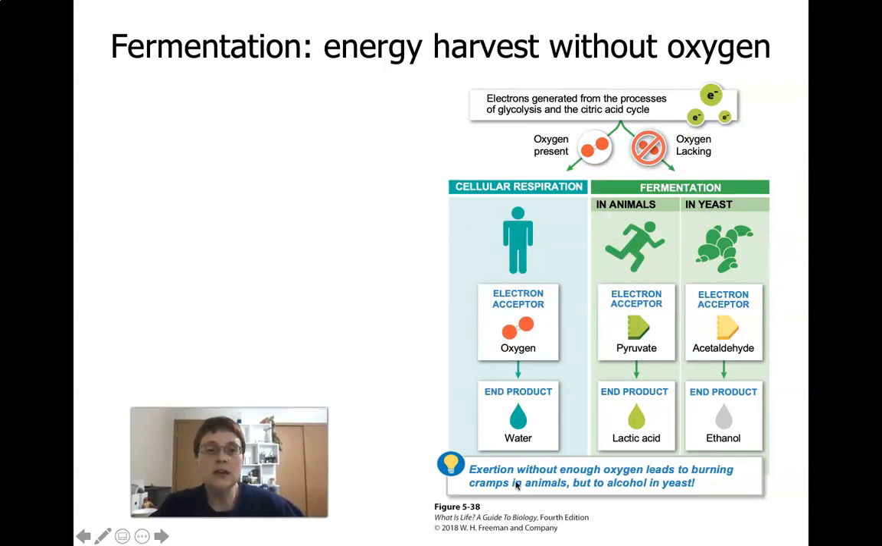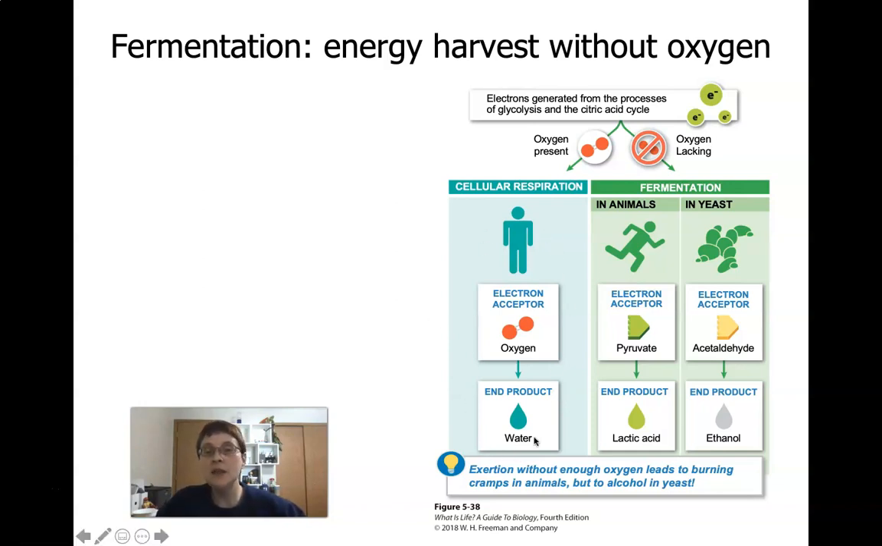So normal cellular respiration, what we talked about in the last set of videos: you've got an organism, in this case a human, and we've got oxygen present. So oxygen is going to be used to pull those electrons through the electron transport chain. That's what it means by an electron acceptor. And at the end, those electrons and the oxygen, along with things like hydrogen, are going to make water. Right? So this is the normal pathway.